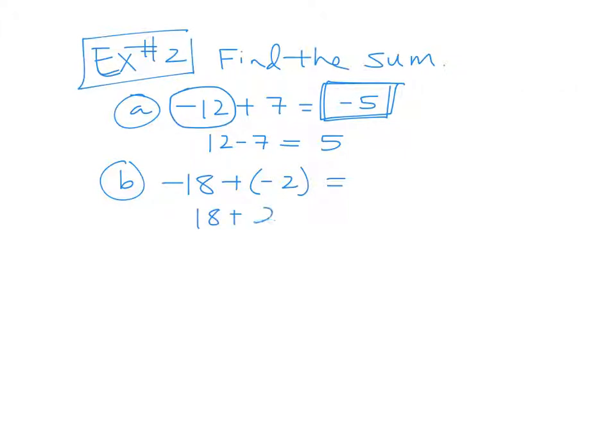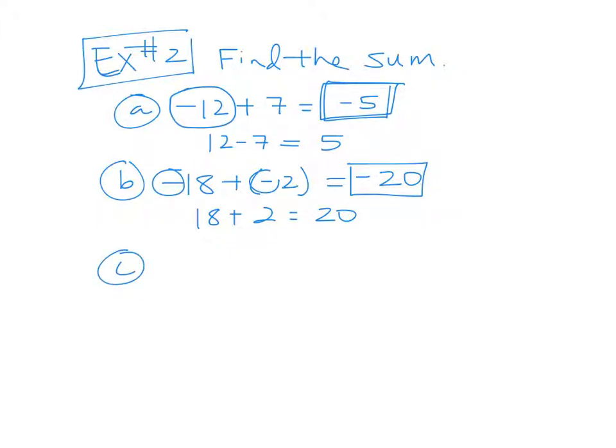18 plus 2 is 20. Is my answer going to be positive or negative? It's going to be negative because both of our numbers were negative. Yeah, Ryan. When you add 2 positives or 2 negatives, you keep the sign of whatever your numbers were. So when you add 2 positives, it'll be positive. When you add 2 negatives, it'll be negative.